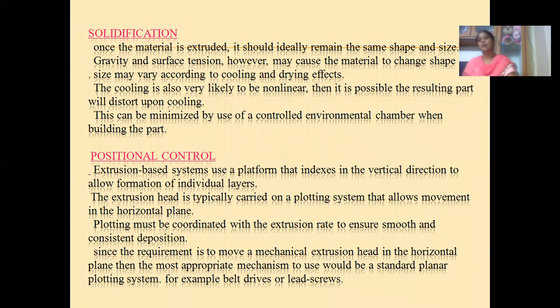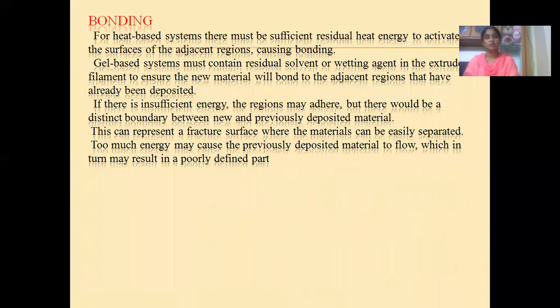In that standard planar system only, the plotting system can be introduced, along with the vertical direction for formation of individual layers. The plotting system can be coordinated with the extrusion rate to ensure a smooth, consistent deposition method. After that smooth continuous development, the different types of mechanical extrusion methods can be identified.